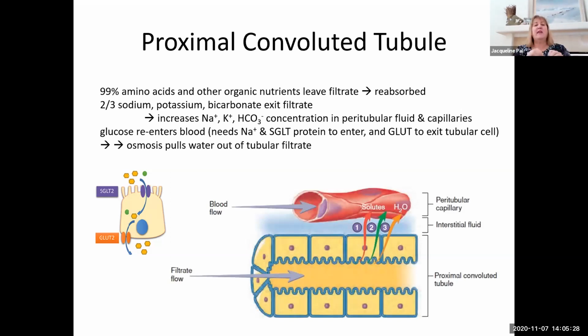So the fact that we have all this sodium, potassium, bicarbonate, and glucose, steps 1, 2, and 3, all these things exiting from the filtrate through the tubular cells into the peritubular fluid, that is doing this osmotic pull of water from the filtrate. So now water is getting pulled out of the filtrate and will re-enter the peritubular capillary. And this is how 60% plus of our water is going to be exiting the filtrate. So now we have a much smaller volume of filtrate that's leaving the proximal convoluted tubule.